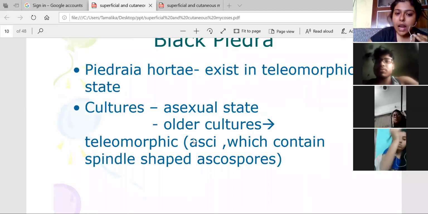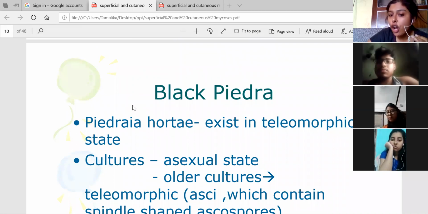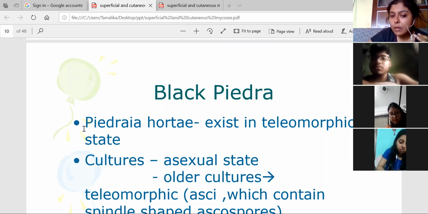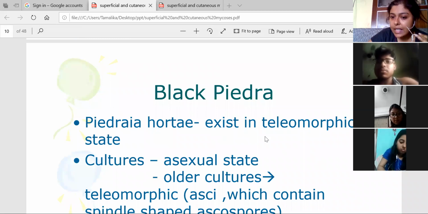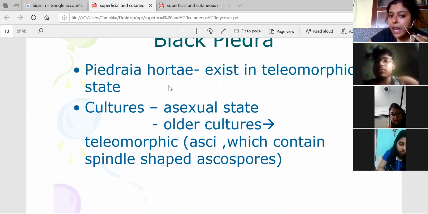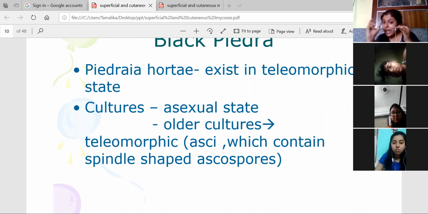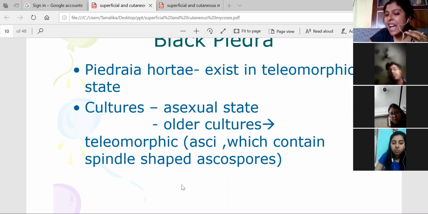Next, we will move on to this disease, that is black piedra. It is caused by Piedraia hortae, existing in its teleomorphic state. The culture is basically obtained in the asexual state, with asexual spore-like structures. Teleomorphic means ascospore, which contains spindle-shaped ascospores. So the ascus is that particular cup in which you have spindle-shaped ascospores.